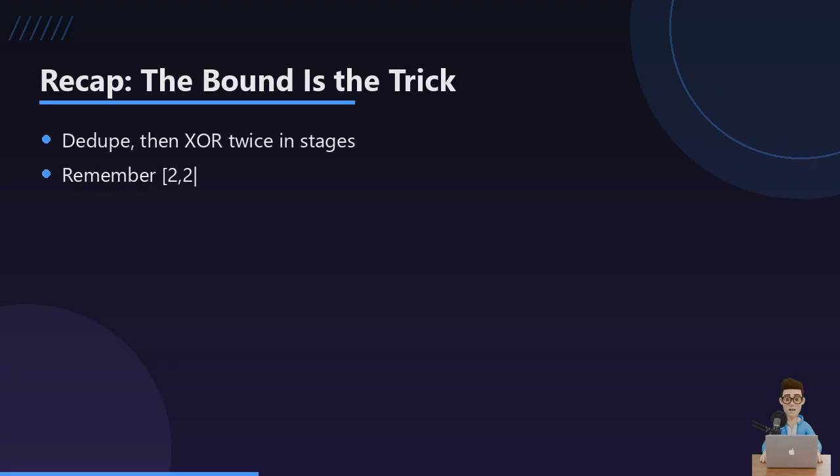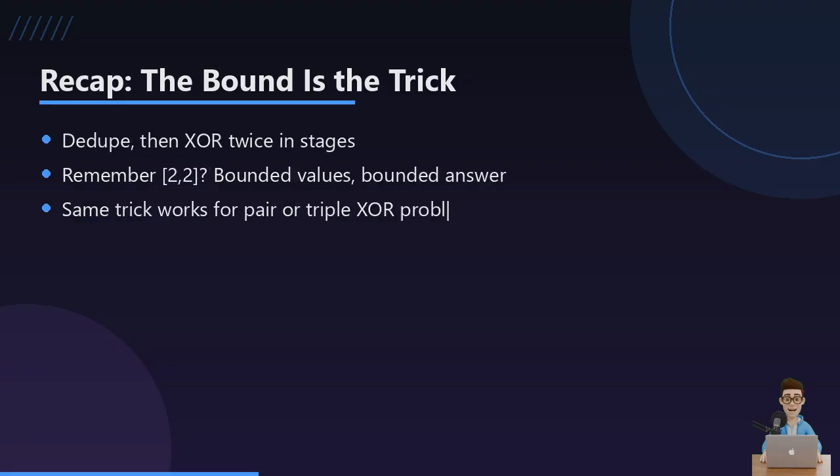Let's recap everything we learned today, step by step. We removed duplicate numbers first, then combined pairs with XOR, then combined those results with the original numbers one more time to reach every possible triple combination. Remember our little 2-2-2 example? That's a perfect illustration of how, when the range of possible values is small, the range of possible answers is small, too. That's the whole secret. This same idea works for pairs of numbers, not just triples.